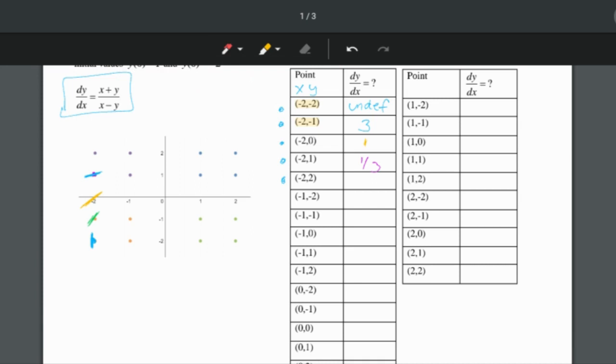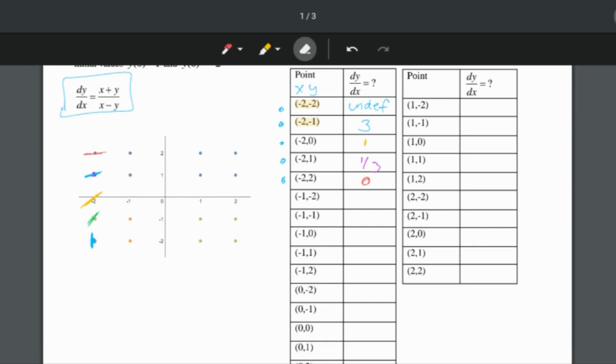All right, the next one, we add our x's and y's. It's going to be -2 plus 2, and then -2 minus 2. So we get 0 on top, all over -4 on bottom. 0 divided by -4 is 0. You guys know 0 is a horizontal line, so you just do a mini horizontal line. All right, and we keep going.